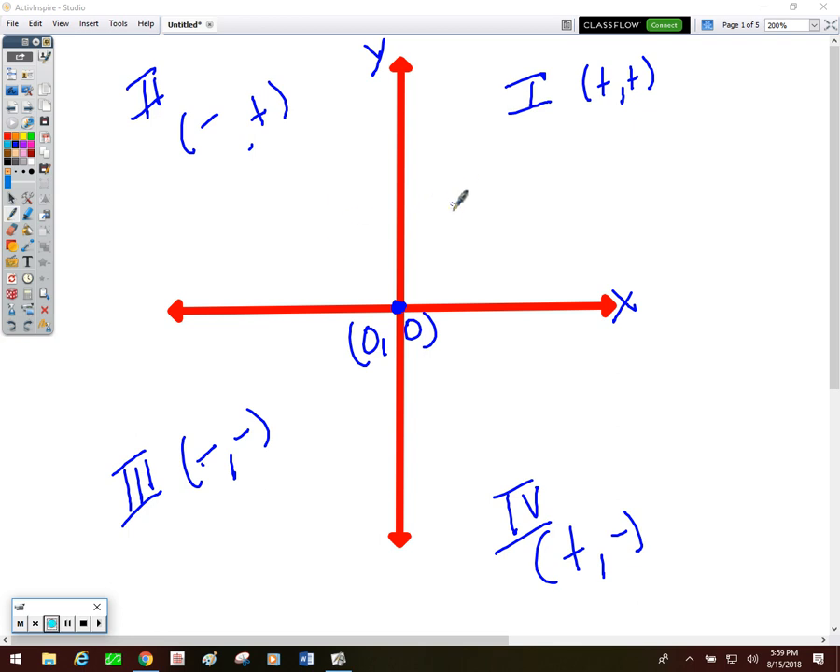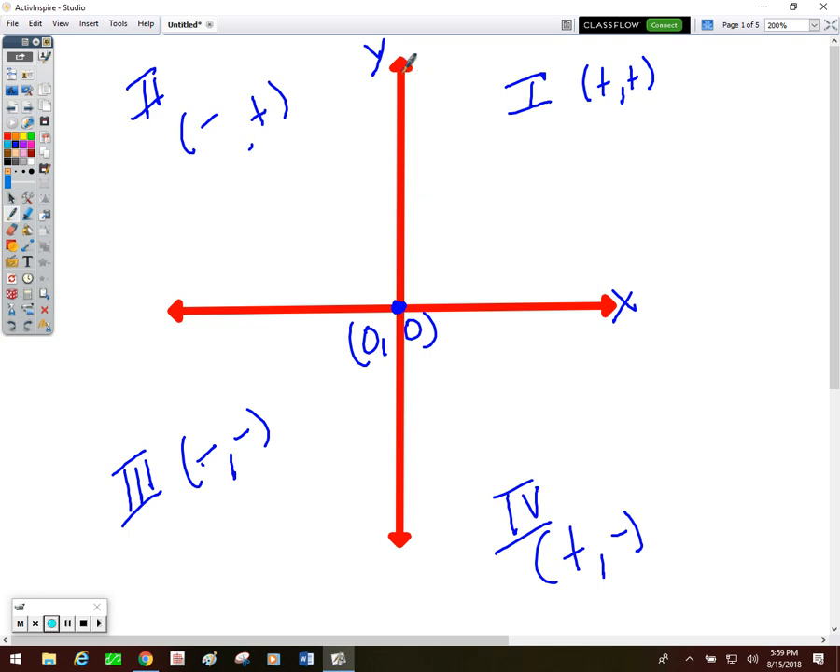Remember, before we start, each quadrant: quadrant 1 is positive, positive; quadrant 2 is negative, positive; quadrant 3 is negative, negative as far as your x and y go; and quadrant 4 is positive, negative.